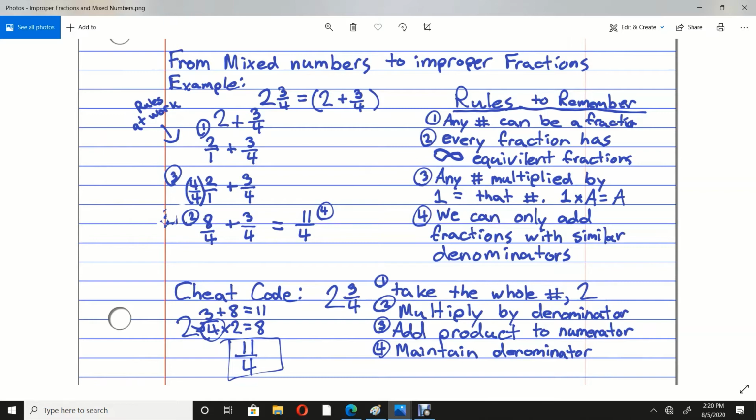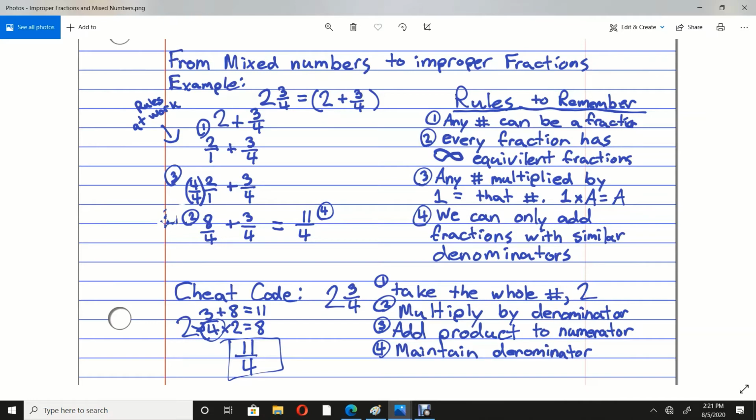Perfect. All right. So, from mixed numbers to improper fractions. Example. Let's say we take our 2 and 3/4 and we want to turn that into an improper fraction. Well, we would add 2 plus 3/4. Remember that that's all 2 and 3/4 is, right? 2 and 3/4 equals 2 plus 3/4. So we have 2 wholes plus 3/4. Now we can rewrite 2 wholes as 2 over 1. And then we can rewrite 2 over 1 as an equivalent fraction by multiplying it by 4 over 4, giving us 8 over 4.